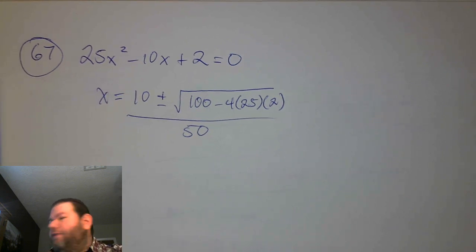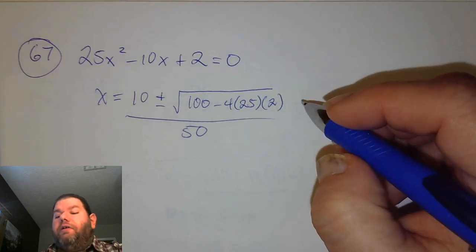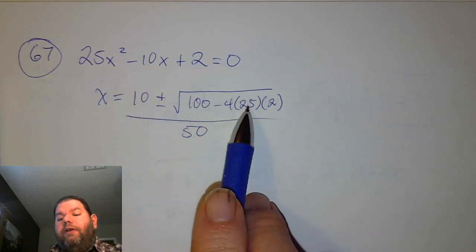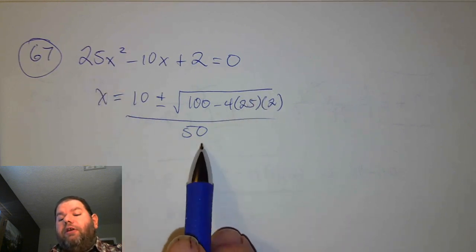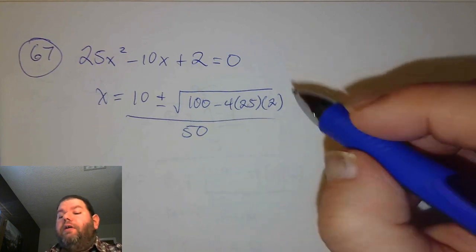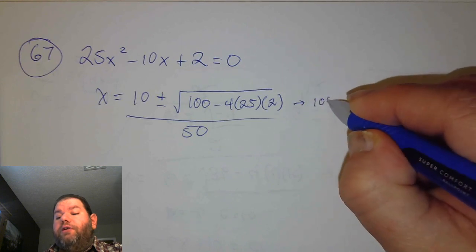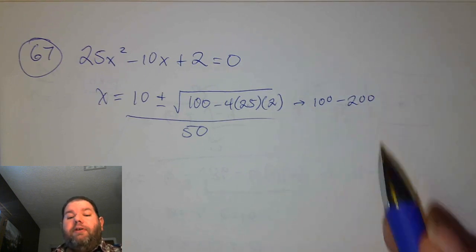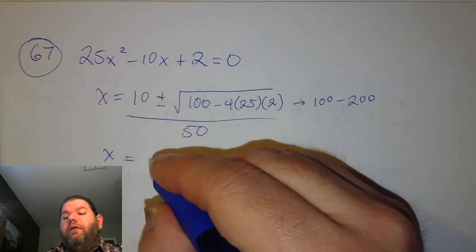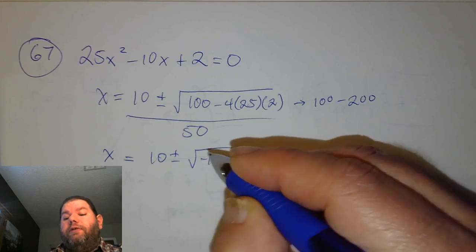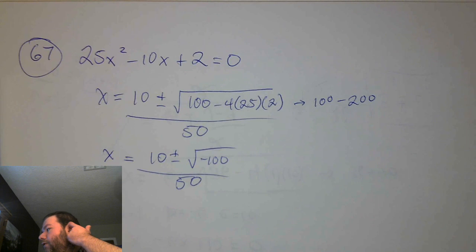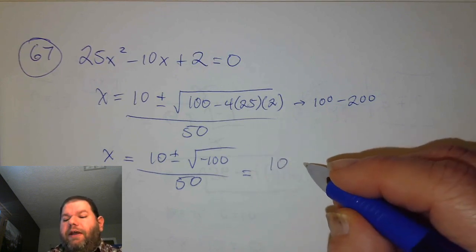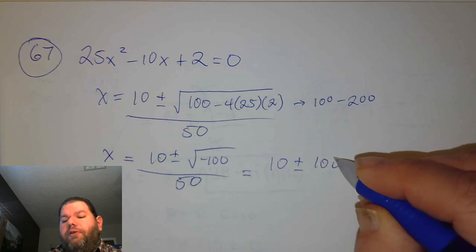Yes, Madison. We're working on this. So negative b is 10. B squared is 100 minus 4 times a, 25 times c, 2, and 2 times a would give us 50 on the bottom. Now, under the square root, 100 minus 4 times 25 is 100, times 2 is 200. So 100 minus 200 under the radical. So we end up with a negative 100 once we subtract those. And so the square root of negative 100 is 10i. Normally the square root of 100 is 10, but because it's negative, we know it's going to be imaginary, so we'll put the I there.